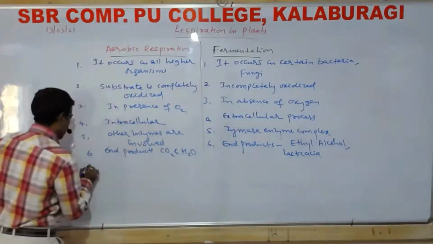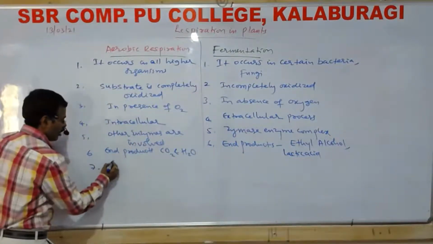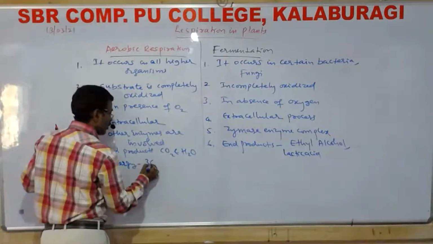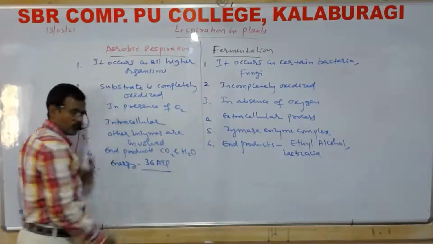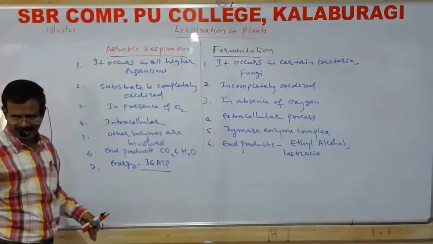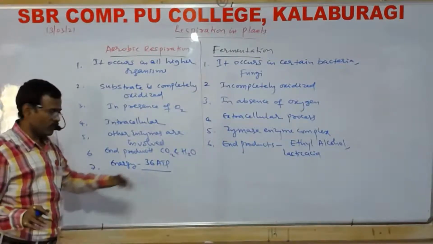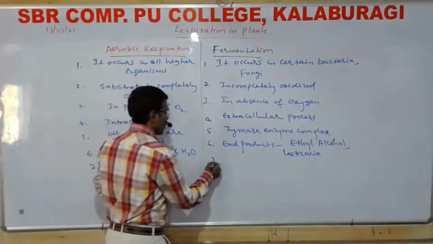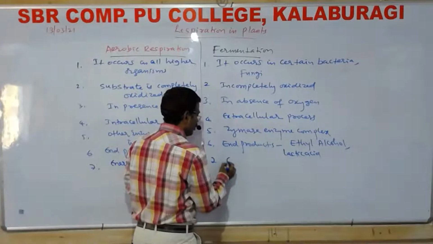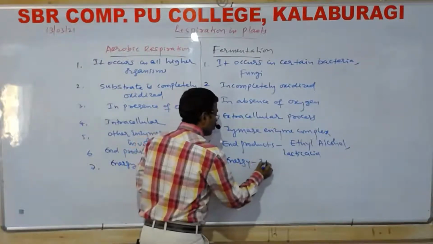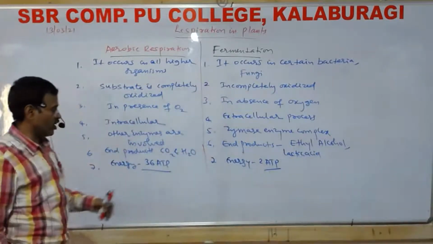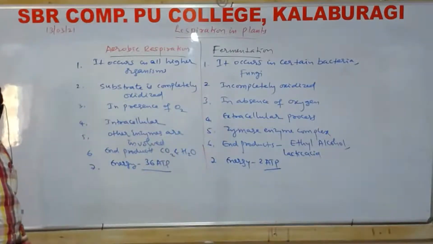Okay. Then the energy released. How many molecules of ATP? 36 ATP molecules are released. One glucose can yield 36. 36 is correct, 38 is also correct. Right? So 36 ATP molecules released. And in fermentation, one glucose, how much energy does it release? Only 2 ATP molecules produced. Here 36 ATP, there only 2 ATP molecules produced.